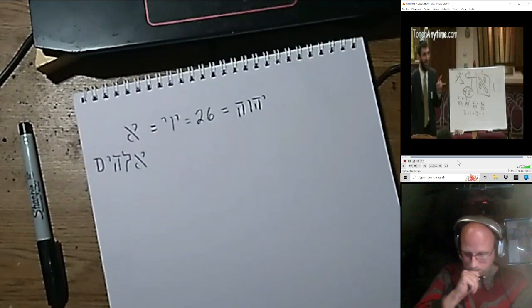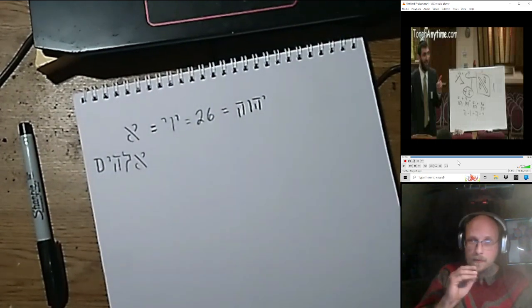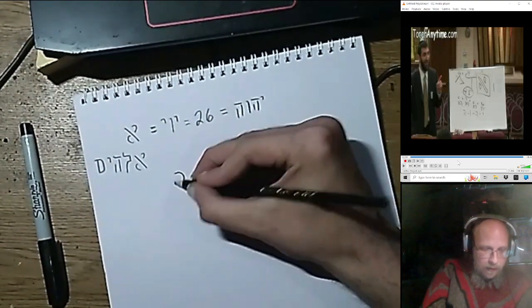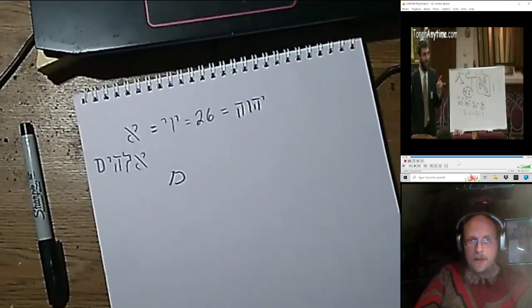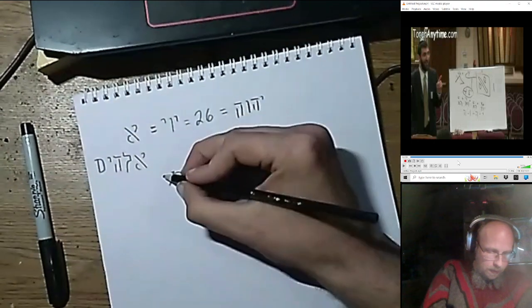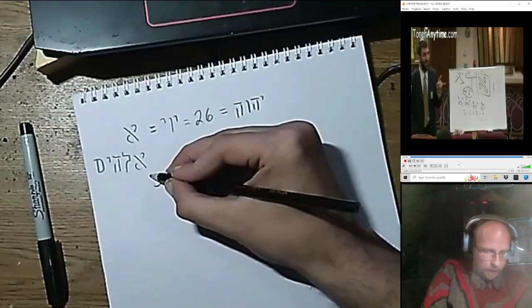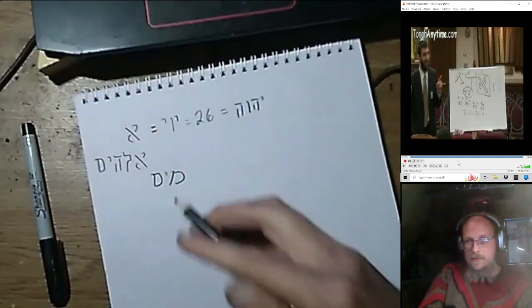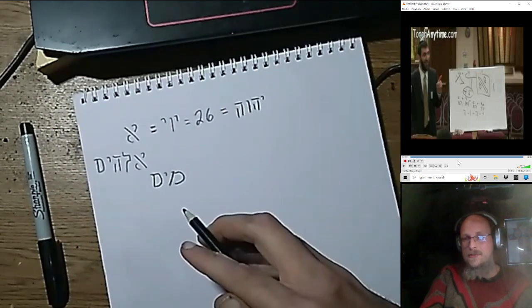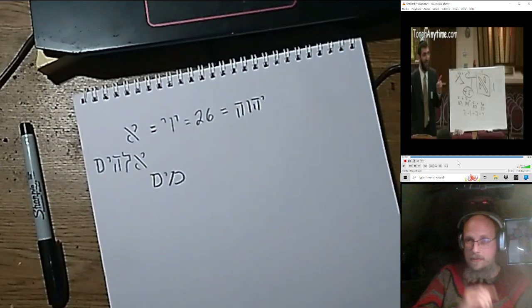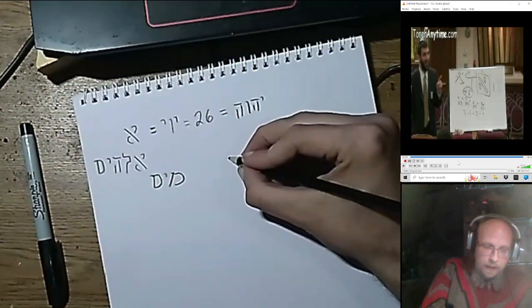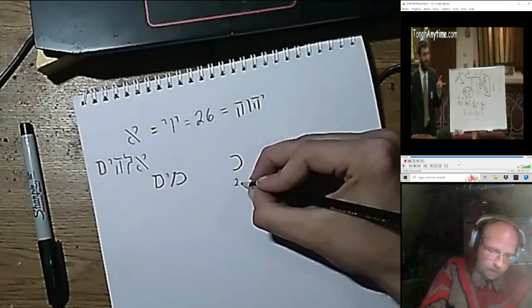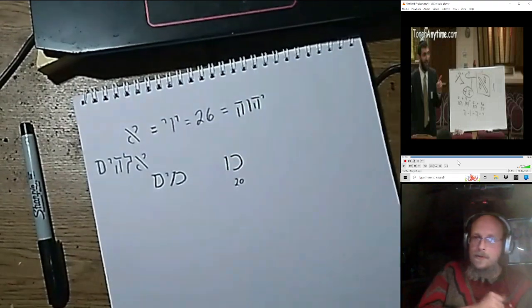Now, pardon me, one of the things that he does go into is this letter, the letter Mem, which becomes the word Mim, meaning waters. And this is a very interesting letter because it is made up of two other letters. It's made up of a letter Kaf, which equals 20, and it's made up of a Vav.